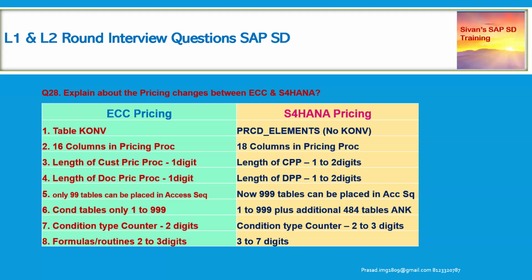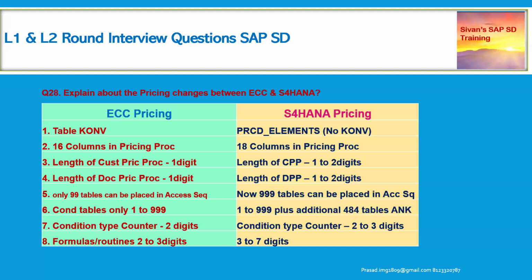ledger activation and then material length increased from 18 to 40 characters in material master data in the S4HANA system. We can use it. Then the shipping point can be determined based on the sales document header level. At document level, we can specify whether the shipping conditions have to be fetched from the sold to party or shipped to party. Like that, we can specify.